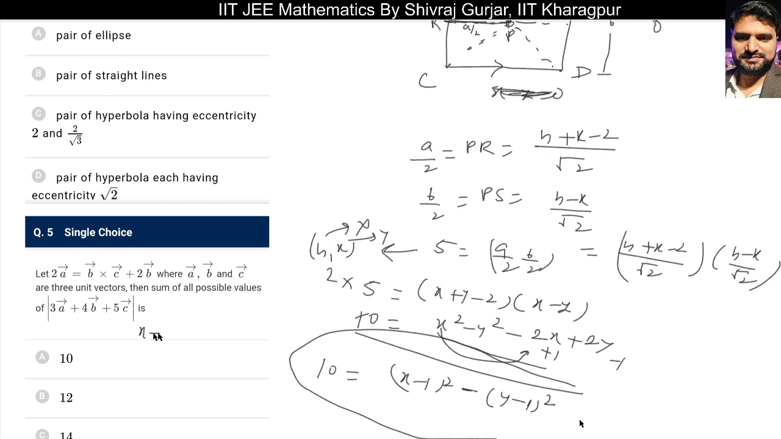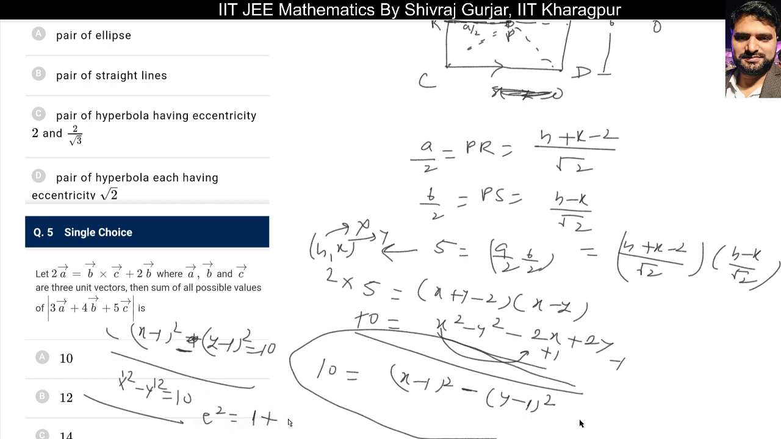So we have (x minus 1) square minus (y minus 1) square equals to 10. This is a standard equation, if we replace by x dash and y dash. This is a rectangular hyperbola. What is the eccentricity? E square is nothing but 1 plus b square by a square, and b and a are both 1, so 1 plus 1, so this is 2. So e is root 2. So the pair of hyperbola having eccentricity root 2. So D is the answer.